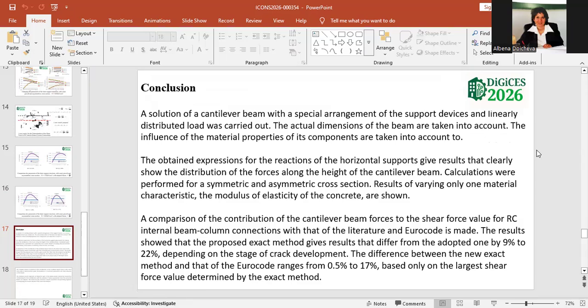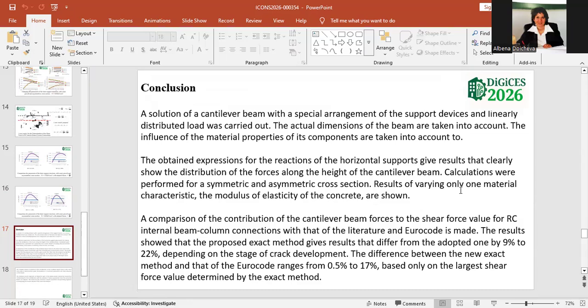Calculations were performed for symmetric and asymmetric cross-sections, results of varying only material characteristics. The moduli of elasticity of the concrete are shown. If we vary the other material characteristics, we will have a difference in the shear force, and we can see all the changes in the magnitude of the shear force.